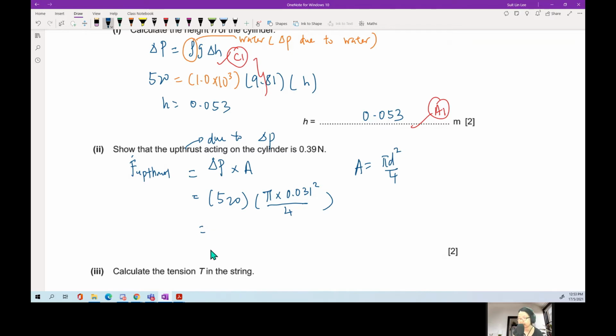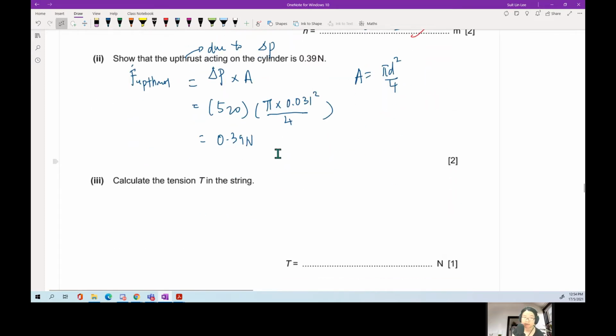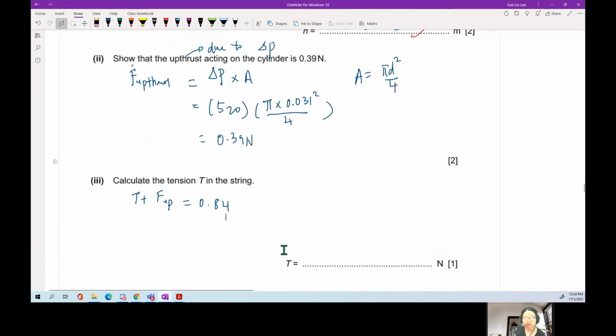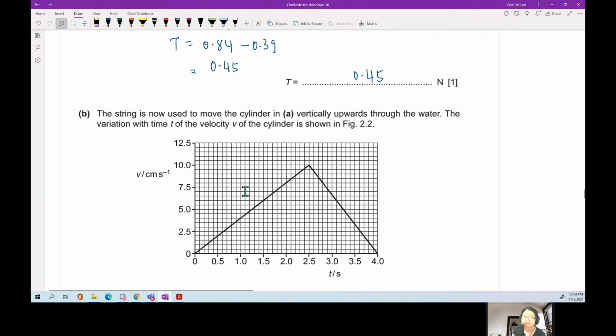Okay, press calculator. I will get 0.39 Newton. Yep. Next, calculate tension. Ooh, they read my mind. So the tension plus the upthrust was equal to 0.84. There. Tension plus upthrust is 0.84. Okay, so to find tension, I will take 0.84 minus 0.39, which is the buoyancy that the water provides. And that will allow me to come up with the answer of 0.45. 2SF is fine. Don't worry about it.